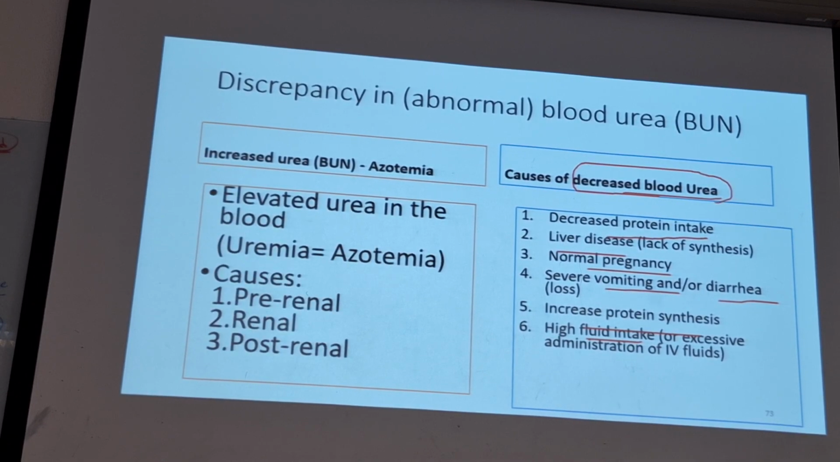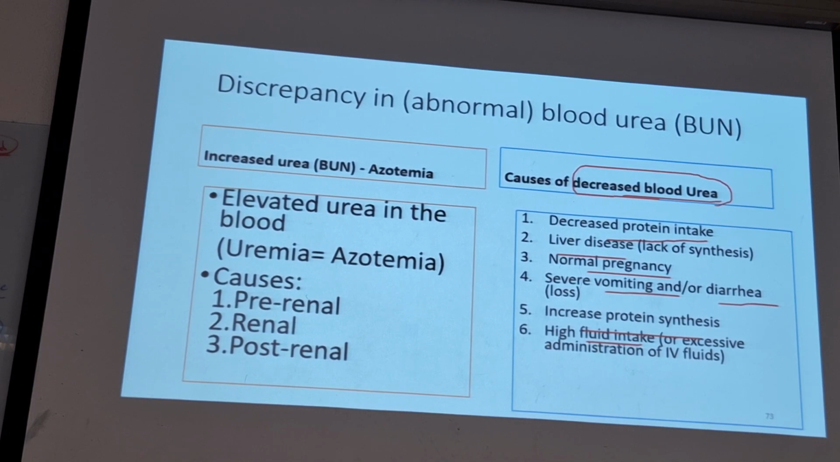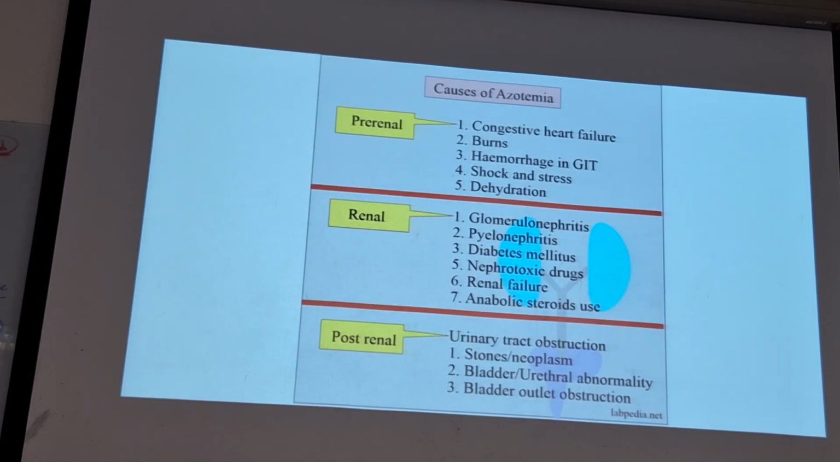The main reasons for increased urea can be divided into three: pre-renal, renal, and post-renal. For pre-renal, we have situations like dehydration, stress, and hemorrhage. Renal includes all kinds of kidney disease, like pyelonephritis, diabetes, nephrotoxicity, and renal failure. Post-renal includes stone, and bladder obstruction.